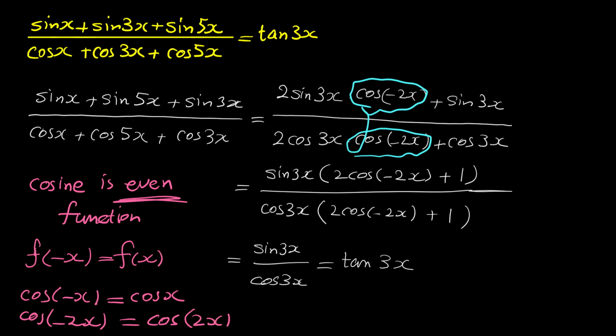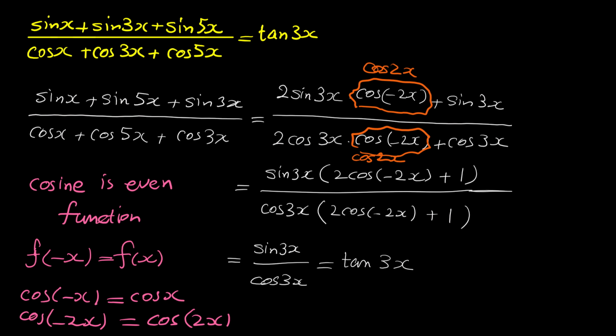So here, if you want, you can substitute this with cosine of 2x, because cosine of negative 2x is the same as cosine of 2x. But here, because we don't need to do this substitution, we don't need to write cosine of 2x instead of cosine of negative 2x. Without that also we can simplify the expression, so we don't need to know this rule for cosine. But it's good to know this in general, that cosine is an even function.